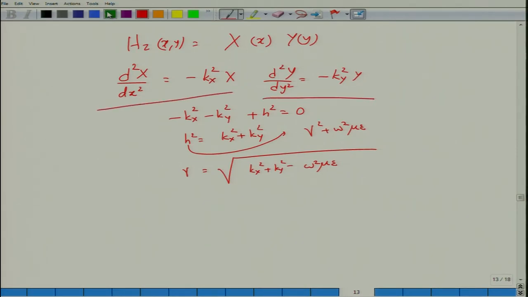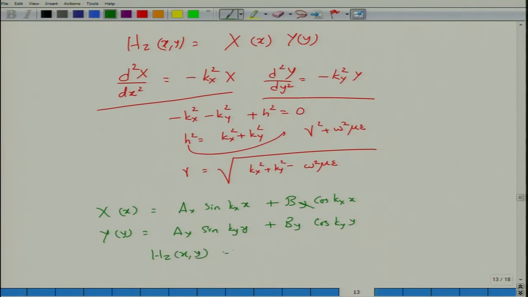Now, these are simple second order differential equations whose solutions I know. X of x will be some Ax sin kx x plus some Bx cos kx x, because of the second order solution, which is this one. Similarly, Y of y will be Ay sin ky y plus By cos ky y, the same thing except that kx is replaced by ky and x replaced by y. The full solution for Hz as a function of x and y is given by X of x into Y of y. Okay, now this we have completed in the second part.